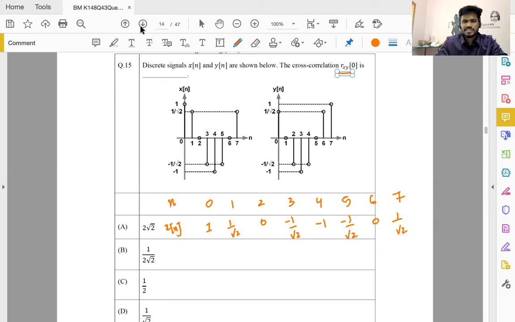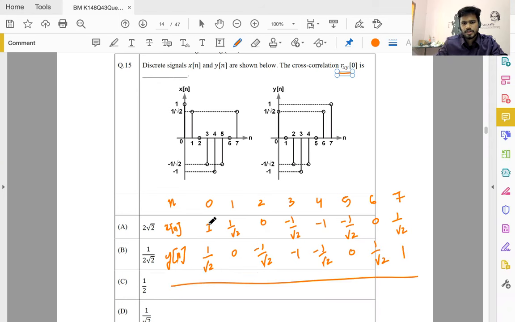So just the product of this and this, and these signals are also real, so you don't have any issue there. You don't even have to take any conjugates or things like that. So delay is 0, so take the signal right as such. This signal is 1 over root 2, 0, minus 1 over root 2, minus 1, minus 1 over root 2, 0, 1 over root 2, and 1. Cross correlation, especially r_xy of 0, is this into this, plus this into this, plus this into this, plus this into this.